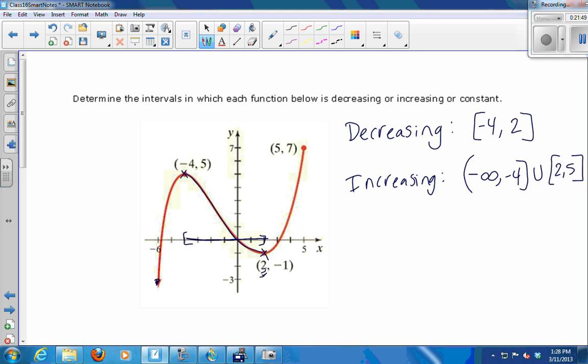So from x equals 2 to x equals 5, the function's going uphill again. And is there anywhere that this function is constant? No. So a couple of ways of saying the set that has no numbers in it is the empty set, or little braces with nothing in between. You could just write none.